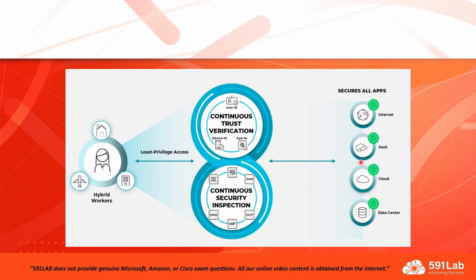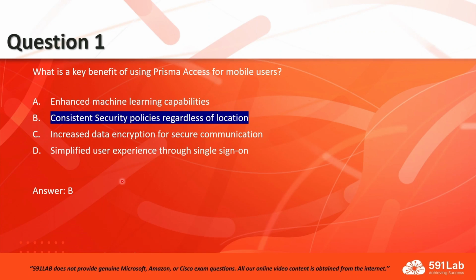That is the concept of Prisma Access, and wherever the hybrid workers are located, we can have consistent security regardless of the location. Then the answer for question number 1 is B, consistent security policy regardless of location.